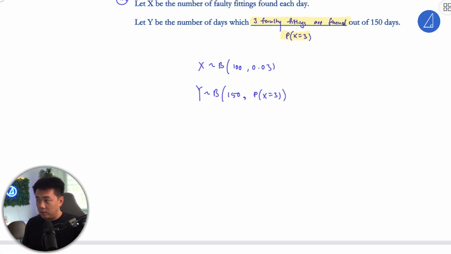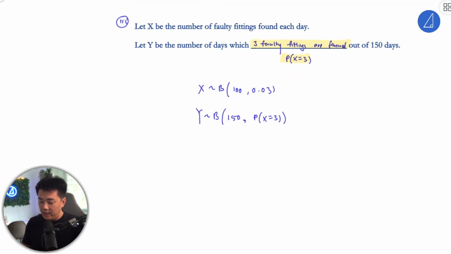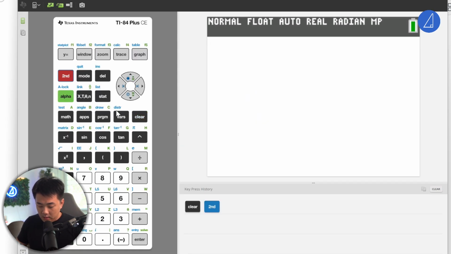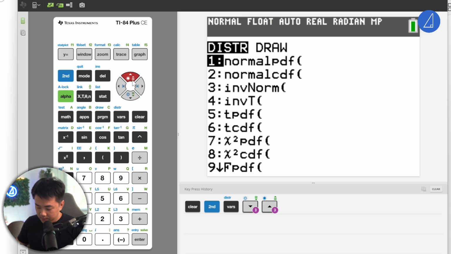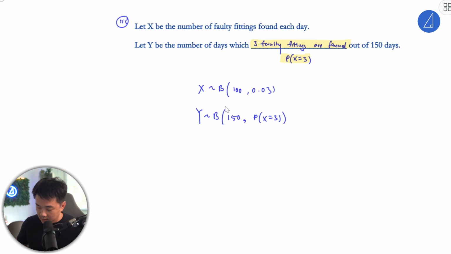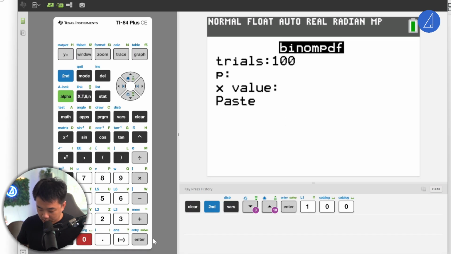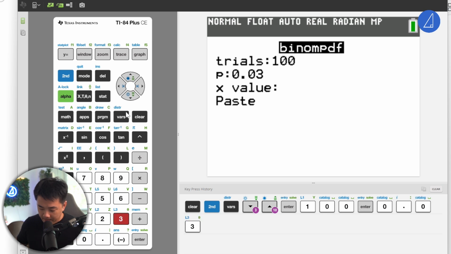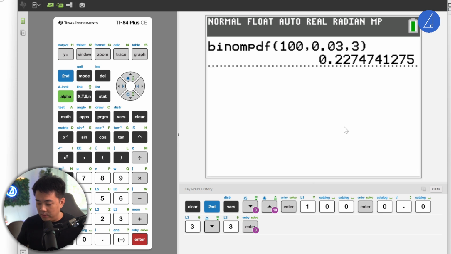So just key in P(X = 3). I'm not sure P(X = 3) is a PDF. Here, distribution, so you go to binomial PDF, then we have the trial is 100, right? Success rate is 3%, so 0.03. Then you let the x value be 3. Okay, then you press enter. This will be 0.22747. Alright, that's it.